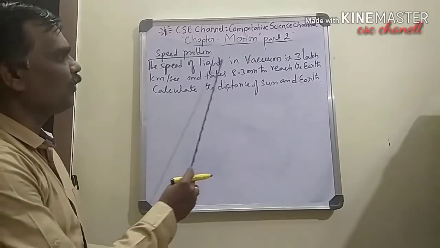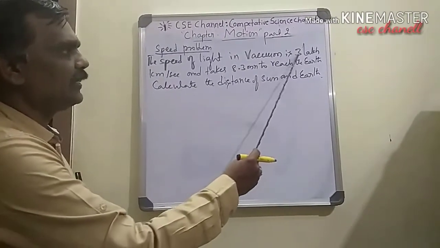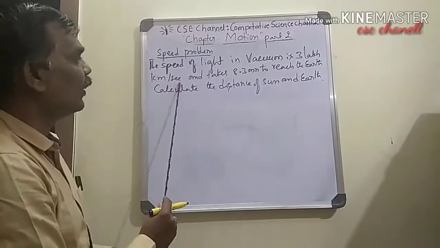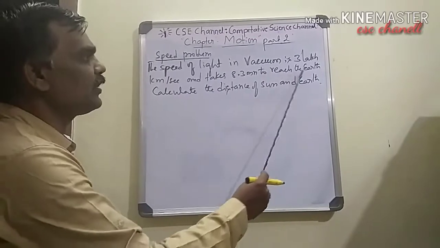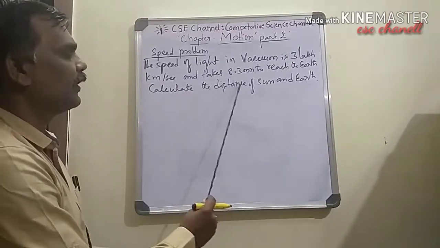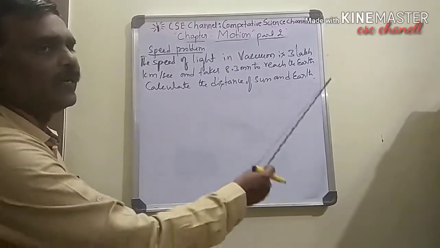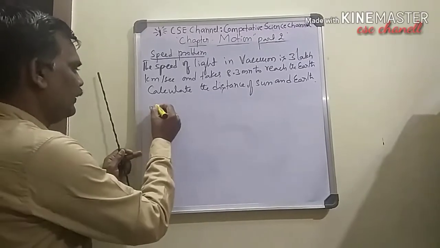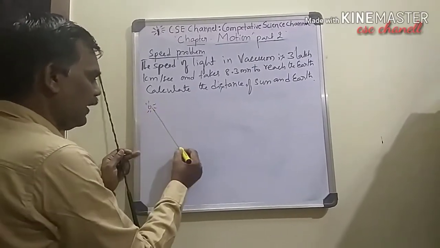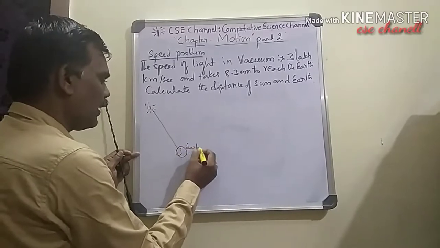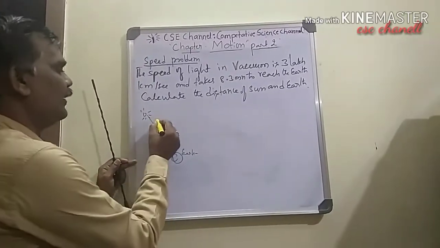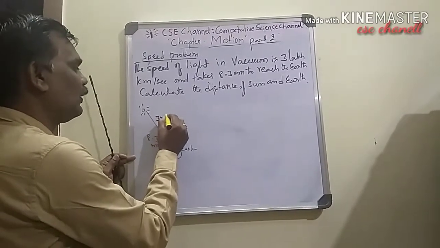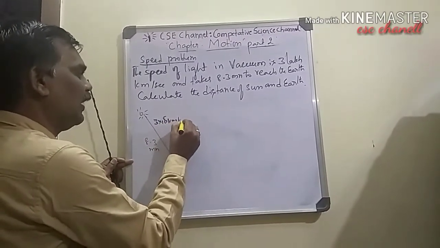The speed of light in vacuum is 3 lakh kilometers per second, and it takes 8.3 minutes to reach the earth. Calculate the distance between the sun and the earth. Example, this is the sun. It takes 8.3 minutes to reach the earth, and the speed is 3 lakh kilometers per second.